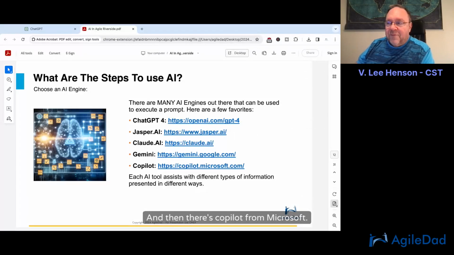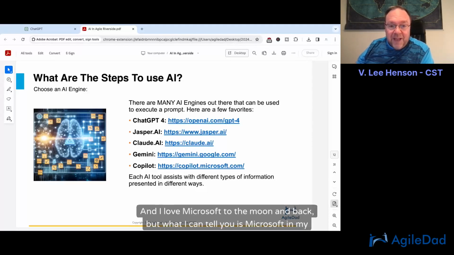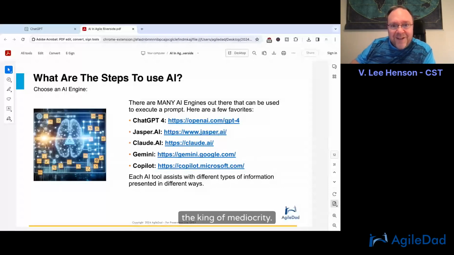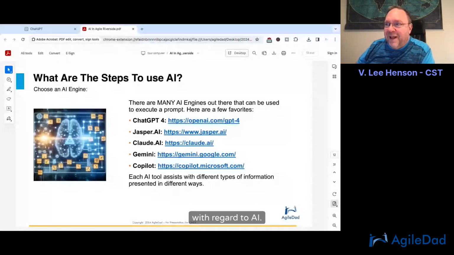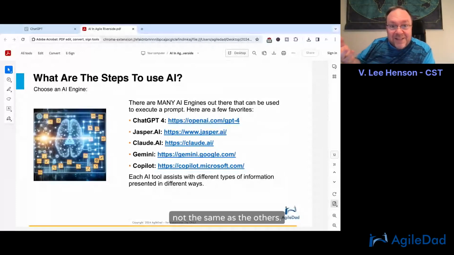And then there's Copilot from Microsoft. Copilot is great, but it gives you a Microsoft response. And I love Microsoft to the moon and back. But what I can tell you is Microsoft, in my world, and I don't want to disparage, they're the king of mediocrity. They do everything reasonably well, but nothing exceptionally well, in this case with regard to AI. You get reasonably well formulated prompts and responses, but it's just not the same as the others.